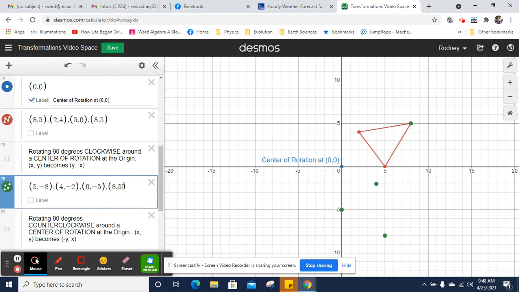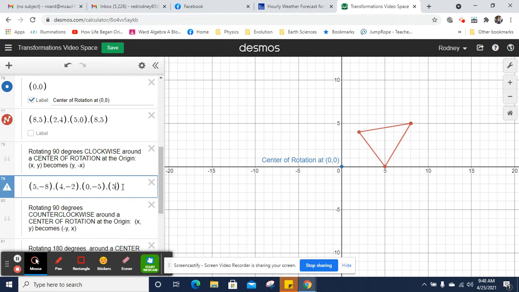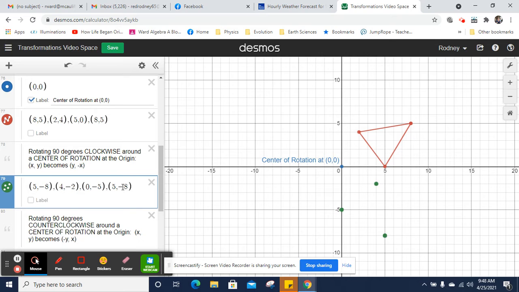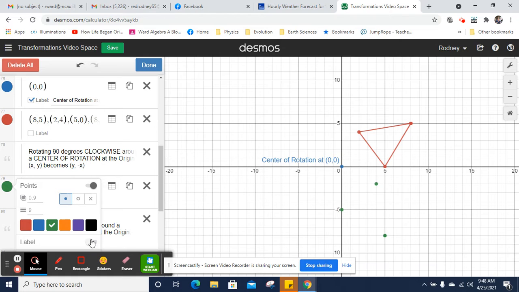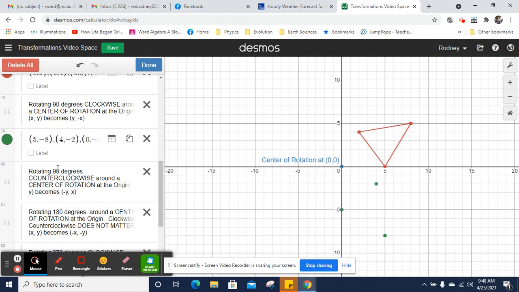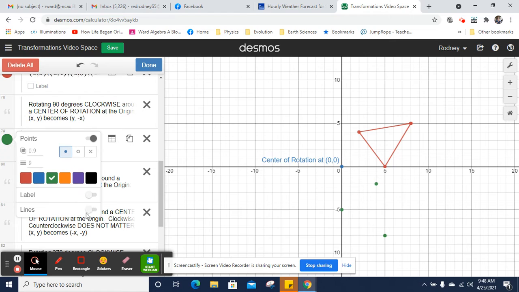Now I have to first fix this one here. And now I will go ahead and connect the dots. And I have to scroll down a little bit to do that. There. So now we have rotated this triangle 90 degrees clockwise around the origin.